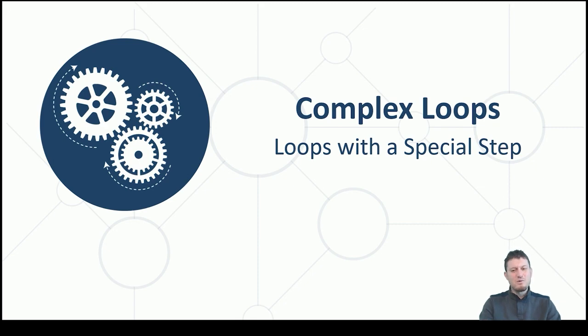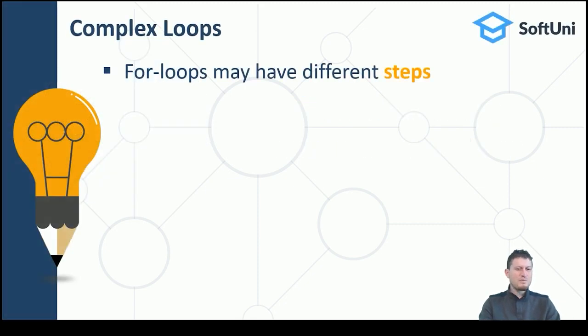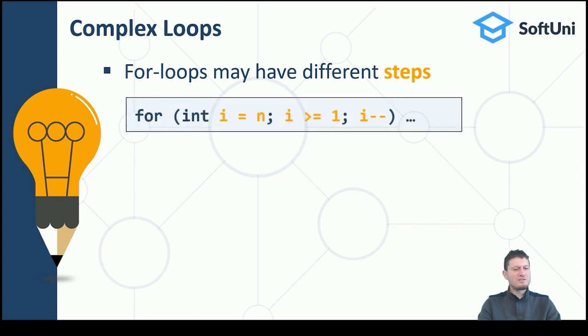Let's start with these more complex loops. Complex loops are for loops which may have different steps or might have some kind of more strange or unusual logic which goes from one loop step to the next loop step. This is a traditional backwards loop. It starts from n down to 1. The variable i starts from n, for example 100. It repeats while i is bigger than 1 and it decrements the variable i after each step.